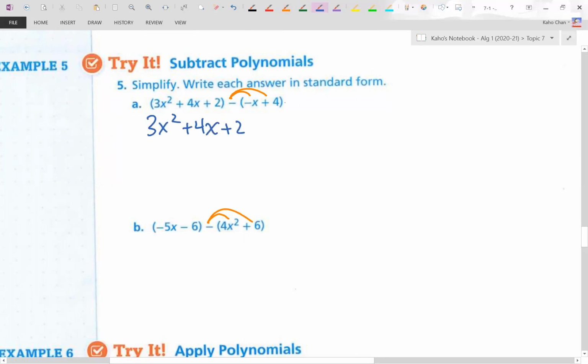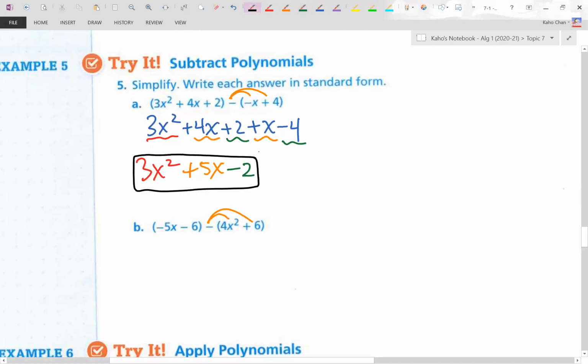Now watch this. Minus minus becomes plus x. Minus positive is minus 4 for the first one. Let's look for like terms. Any x squares? Nope, that's the only one right there. How about x's? I have 4x and 1x is 5x. Easy, easy. And then finally, the constants: 2 plus negative 4 is minus 2. And that's your answer for number 5a.